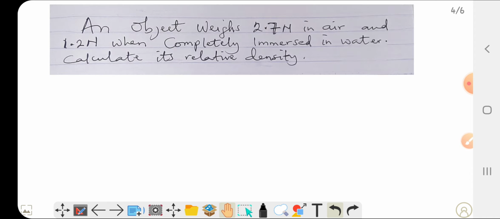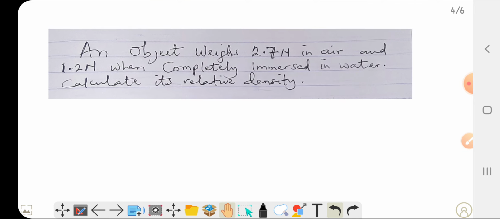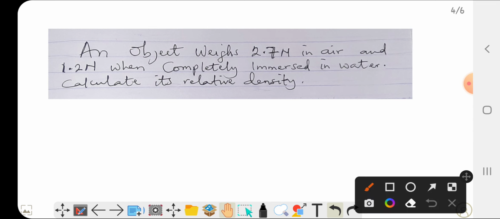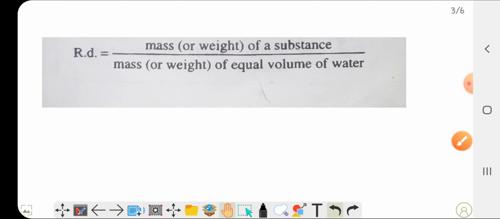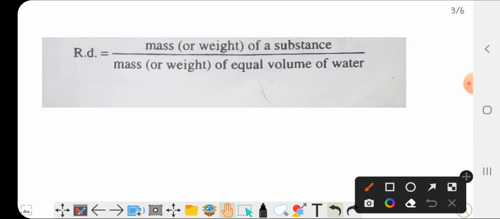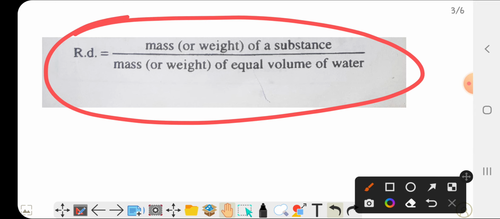So this is a question here. It says an object weighs 2.7 Newton in air and 1.2 Newton when completely immersed in water. Calculate its relative density. Take note, this was the weight while in air, and the weight now reduced when you immersed it completely in water. So we could use this formula to calculate the relative density of that particular question.